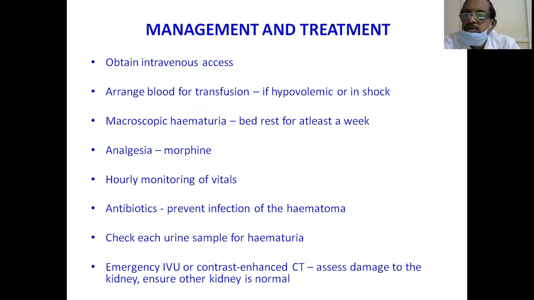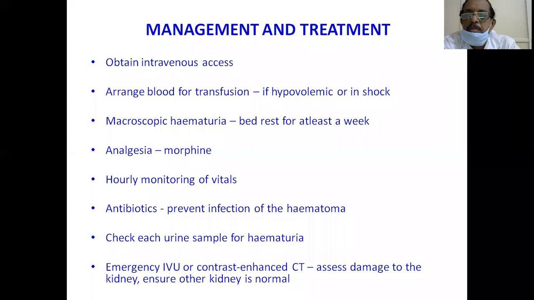Macroscopic hematuria should be assessed frequently. This is called the 3-glass test. You ask the patient to collect the first specimen in one glass, the next specimen in another glass, and the third specimen in another glass. Like this, each time he passes urine, you can assess whether the hematuria is increasing, decreasing, or remaining the same. So this is very important in assessing the severity of hematuria.